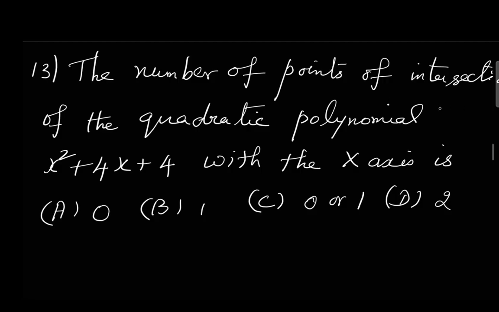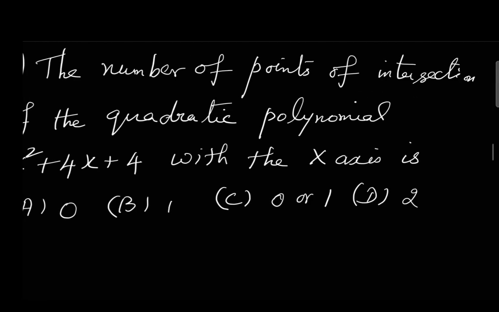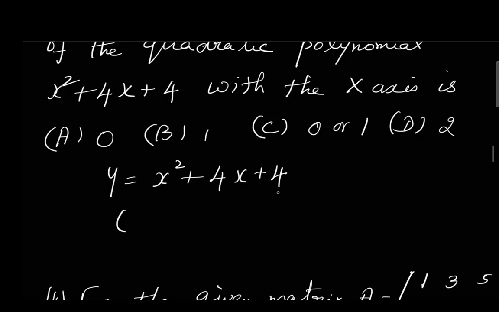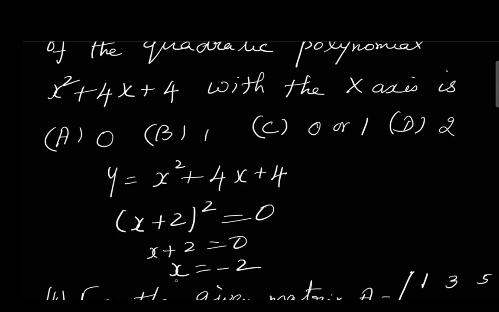The number of points of intersection of the quadratic polynomial with the x-axis. So just you factorize. It's a quadratic polynomial. In how many points does it intersect? Question: 2 squared, x 2 2s are 4, x plus 2 the whole squared is equal to 0. So x plus 2 is 0. So x is equal to, we are getting the value for x as only minus 2, a single value. So the curve intersects at only one point, option B.